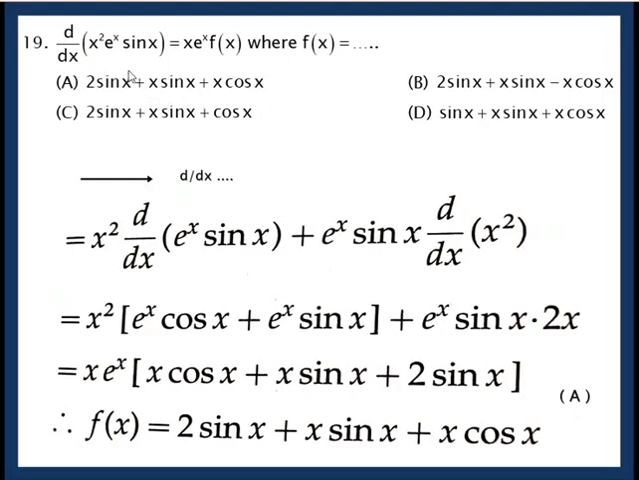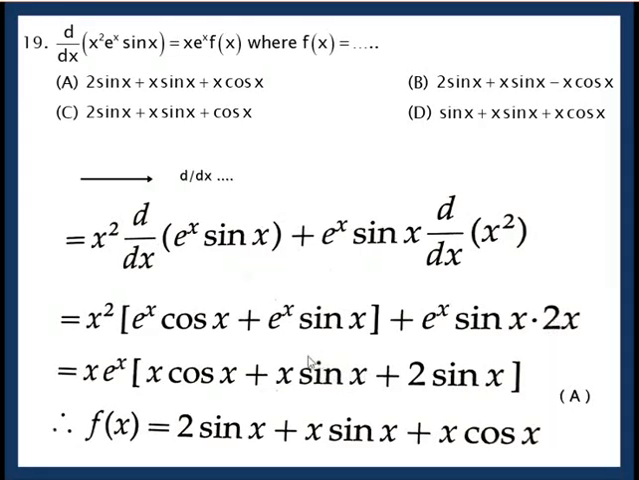If d/dx of x square e raised to x sin x is x e raised to x f(x), then what is f(x)? See, we differentiate as it is. I consider first function as x square and second this product e raised to x sin x plus second function into derivative of first. Now what is derivative of e raised to x sin x? It is e raised to x cos x plus second function sin x into derivative of e raised to x, e raised to x. What is derivative of x square? 2x.